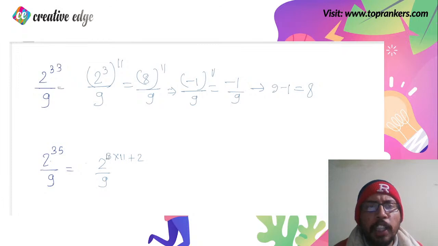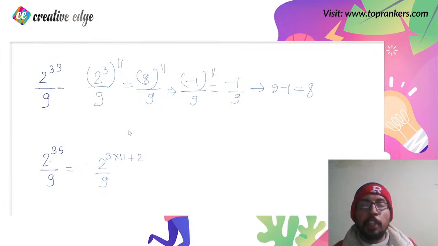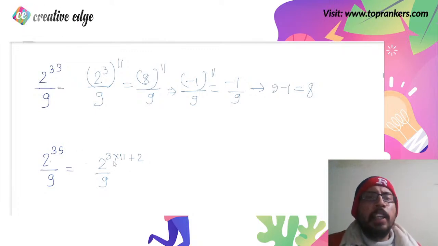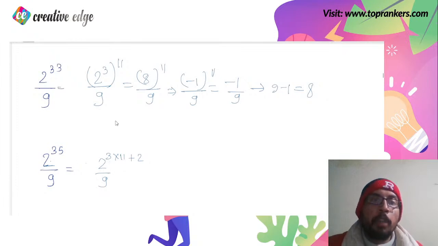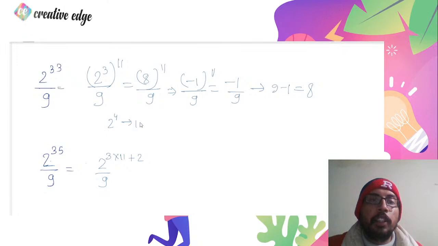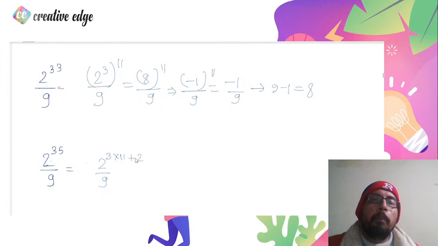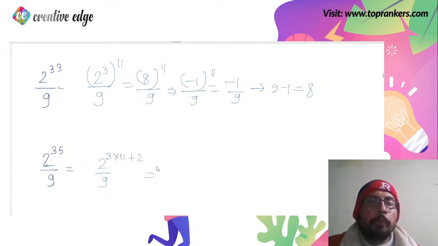You must be thinking, why do I always write 3 into something? Can't I write 4 into 9 minus 1? The reason is that 4 into 9 is 36, minus 1 is 35. In this way also I am getting 35. But I have to make the difference between numerator and denominator to be 1. That's why I write 2 raised to the power 3, because 2 raised to the power 4 is going to be 16, and here the difference between numerator and denominator is not 1, it is 7. So I do not want to complicate my calculations. That's why I deliberately write 2 raised to the power 3 into 11 plus 2 upon 9. So I will be getting 2 raised to the power, let us say, m plus n.